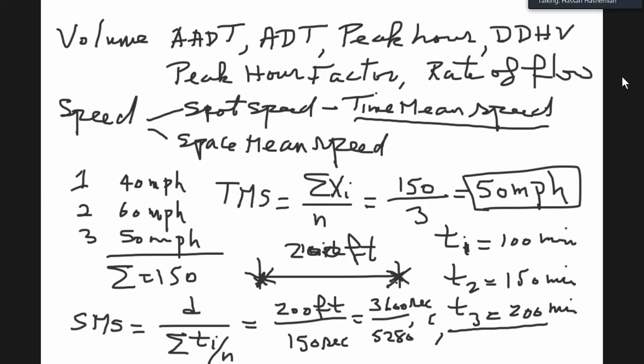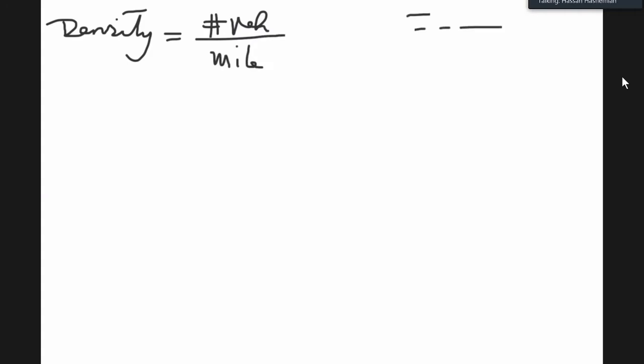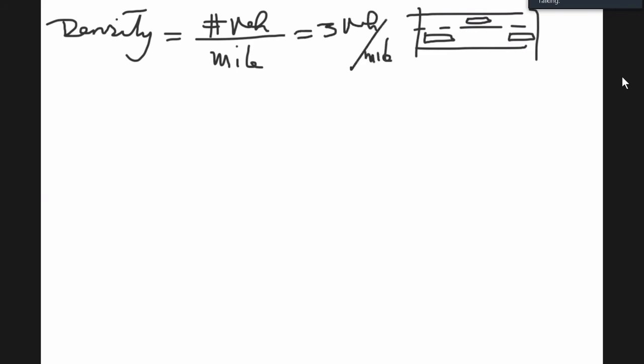Now, the next thing we want to talk about is density. And what is the density? It is the number of vehicles per mile. So if I have a street or a freeway and there are 3 cars in 1 mile, this will be 3 vehicles per mile. That's the density. So for 1 mile of distance, you measure how many vehicles are in that 1 mile. That will be your density.